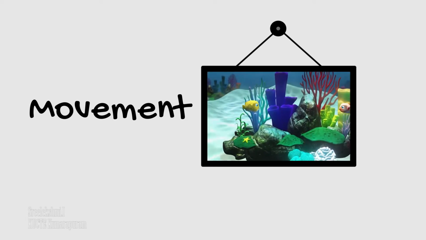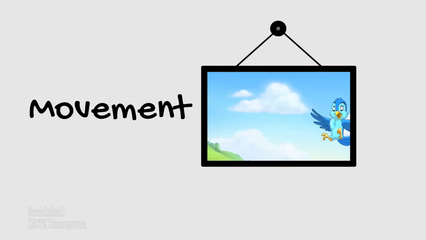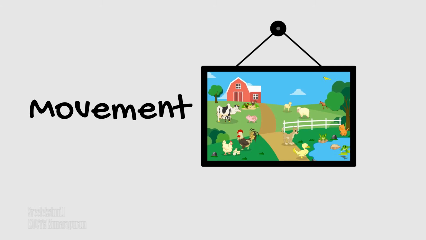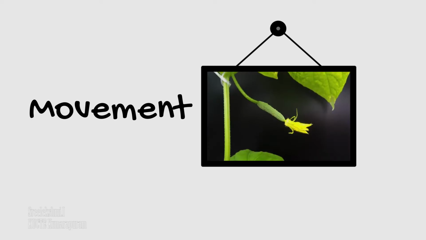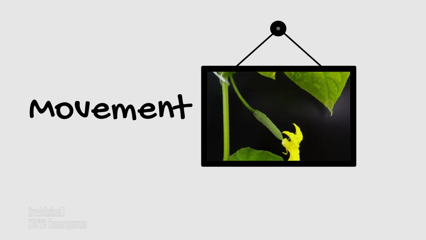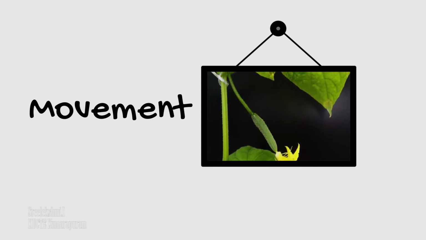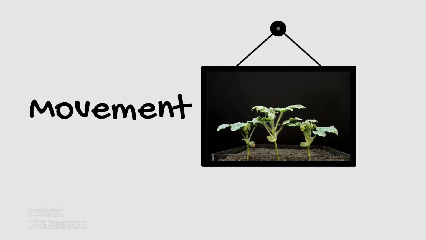Insects, fishes, reptiles, birds, animals, humans, etc. move. Plants also show movements. That doesn't mean plants are changing their positions, but some parts of plants show movement. Plants exhibit movement in response to various stimuli present in our surroundings.